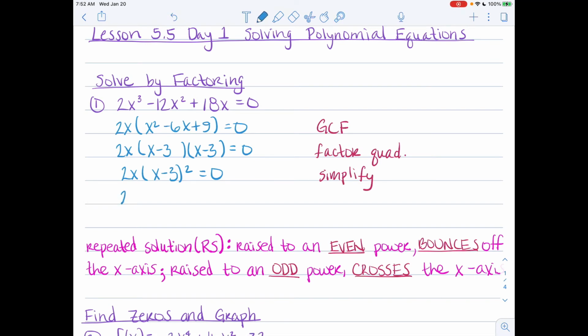We will solve. So 2x is equal to 0, or x minus 3 is equal to 0. When I solve 2x equals 0, I'll divide by 2 and get x is equal to 0. X minus 3 equals 0. I will add 3 to both sides and get that x is equal to 3. So again, this is my solve step, and that is where we set each piece equal to 0.